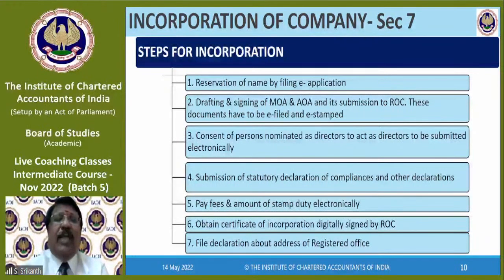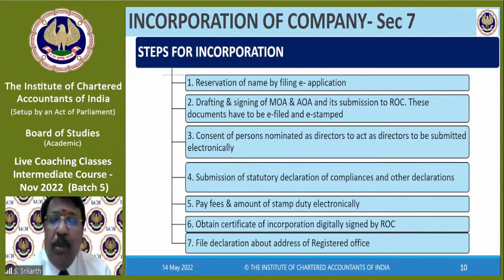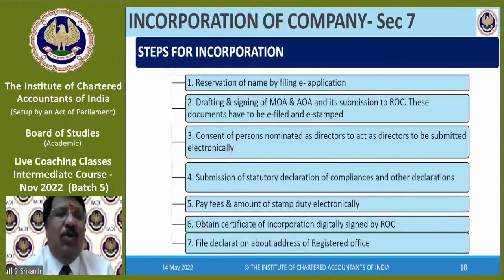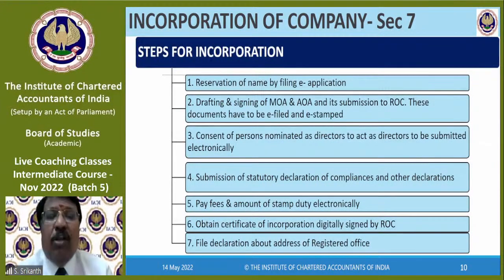Then a statutory declaration should be given by the director or by a chartered accountant, a lawyer, a company secretary or a cost accountant that the procedures related to formation of the company have been complied with. Then you have to pay the fees and an amount of stamp duty. Up to 15 lakhs, they allow you to incorporate without fees. Up to 15 lakhs authorized capital. Fees is linked to the authorized capital of the company.